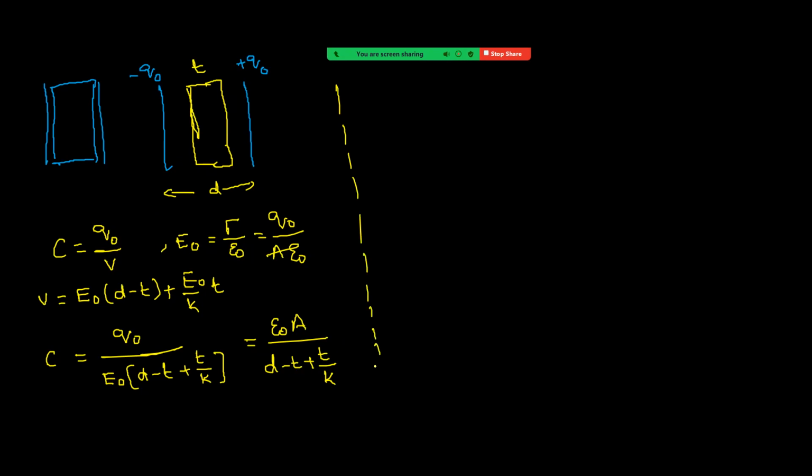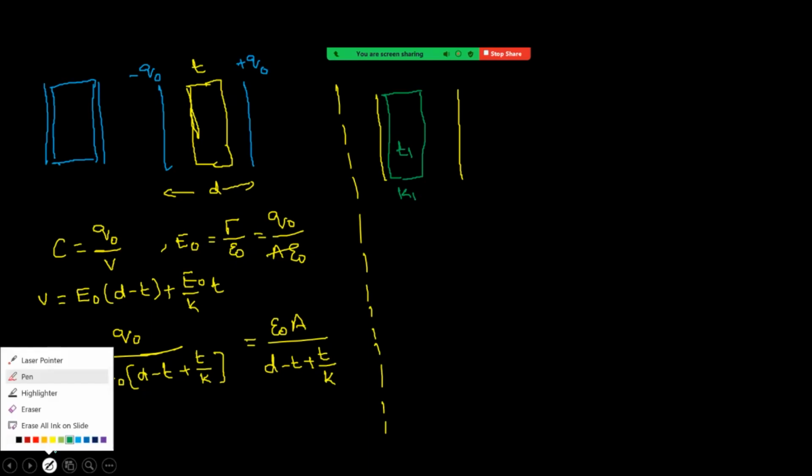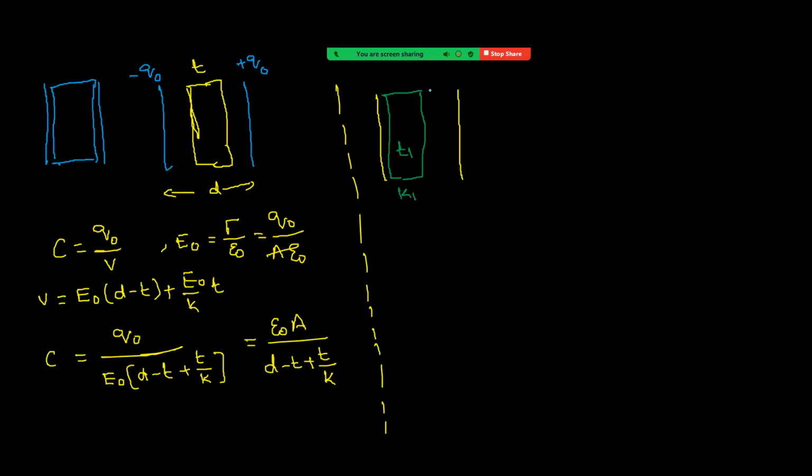For example, let us take two dielectrics filling the space completely. Suppose these are now capacitor plates. There are two dielectrics. Let us say dielectric one, that gap is almost zero. Dielectric one, we can say thickness equal to T1, dielectric constant is K1. And take one more dielectric, filling the remaining gap. So it is now like this. So thickness is T2, dielectric constant is K2.